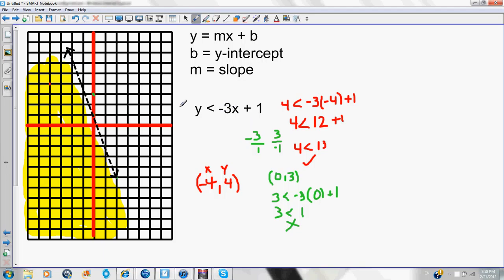And if you notice, that is on the wrong side, so it shouldn't be a solution. It's a good idea to choose something on the side that is the solution and see if it comes out to be a true statement. And then if you want to be sure, choose something on the other side as well to verify that it gives you a false statement.